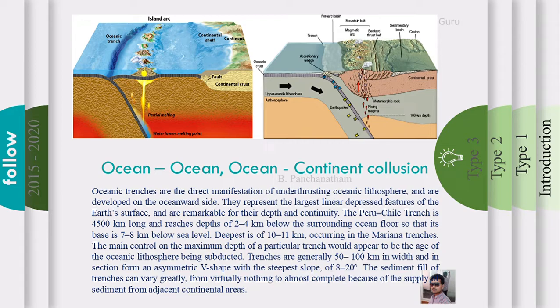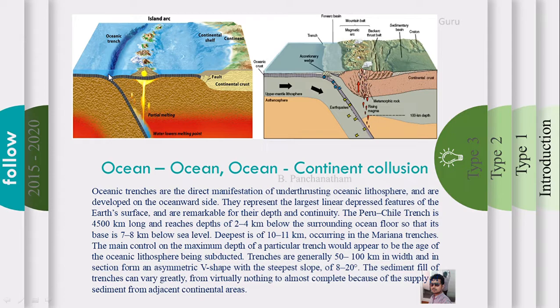The trenches are generally 50 to 100 kilometers wide. Its cross section looks like a V shape, which is asymmetrical. You can see this is almost a V shape, but it is not symmetrical, it is asymmetrical. And the steepest side has a gradient of 8 to 20 degrees. We are talking about the trench, which is a depression that is V shaped.